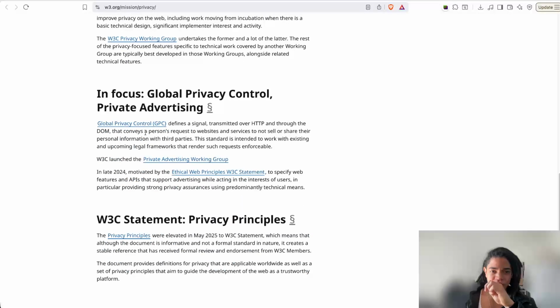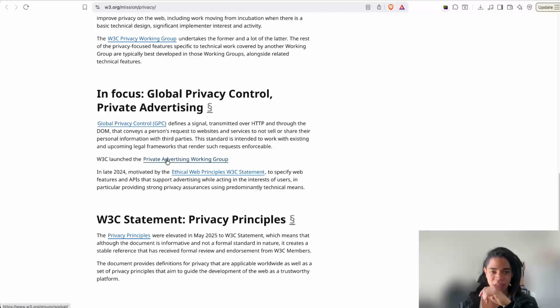Global Privacy Control defines a signal transmitted over HTTP and through the DOM that conveys a person's request to websites and services to not sell or share their personal information with third parties. This standard is intended to work with existing and upcoming legal frameworks that render such a request enforceable.